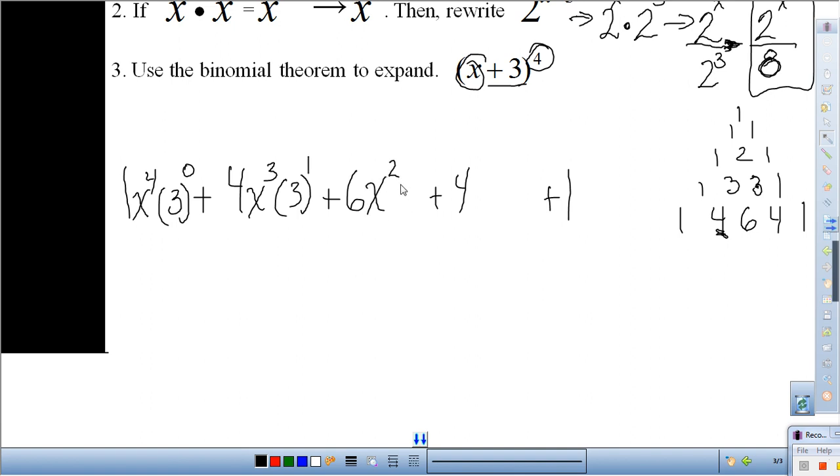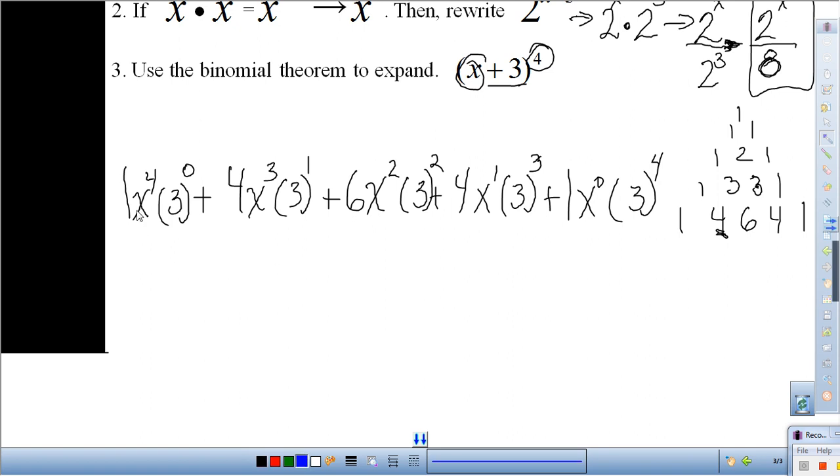X to the second and 3 to the second. They still add to 4. What is the next one? X to the first and 3 to the third. And what is our last one? X to the 0 and 3 to the 4th. All right, now that we wrote it, we just need to simplify it.